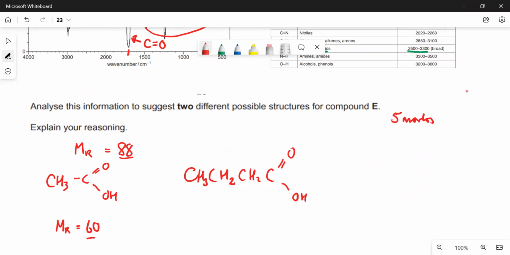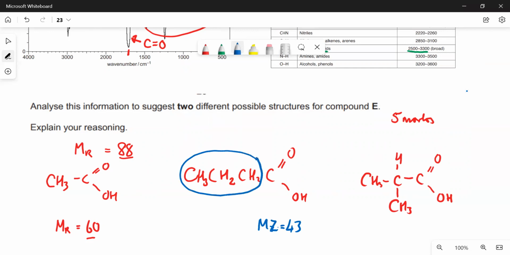Now, it said it can be two different things, so what could we do? We could put a branch in that chain, a methyl group there. So it could be either butanoic acid on the left or methylpropanoic acid on the right. And remember I mentioned the fragment with an m/z of 43. It can produce that fragment: the propyl fragment weighs 43 if you add that up, and this one is also 43. So that fragment is consistent with both of those compounds. That is the end of the paper.